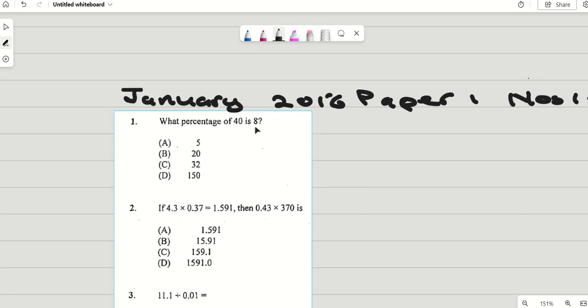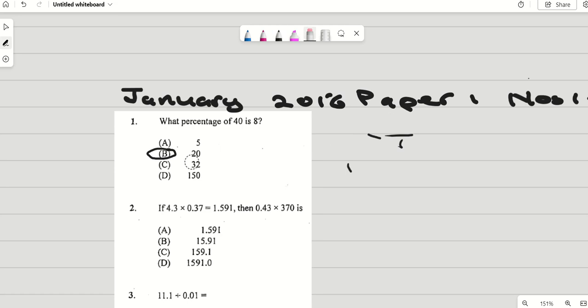What percentage of 40 is 8? Now, this question has been repeated quite a lot. The answer is B, but let's show you the working. So they gave you the percentages. One way is to check if 5%, 5 over 100 of 40, means multiplying and seeing if your answer is 8. 5 into 5 is 1, 5 into 100 is 20. 20 into 20 is 1, 20 into 40 is 2. So A will not be the answer.